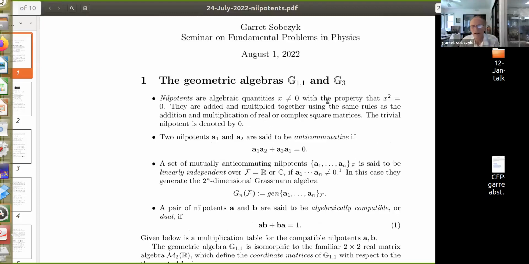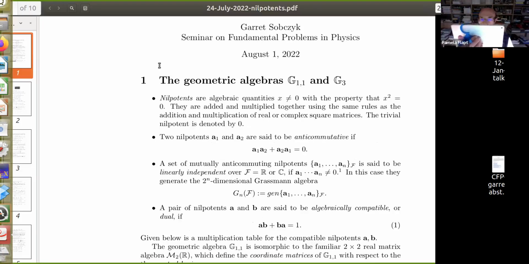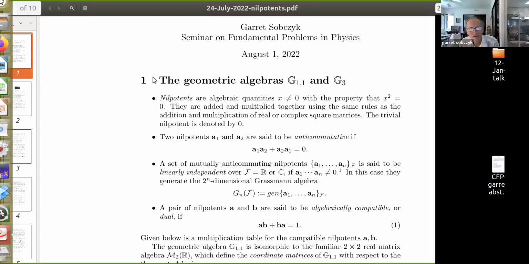Okay, so in the basic definitions on this first screen, you see my arrows? I can see you moving the cursor. Yes, G11 and G3. So the first thing is, again, defining a nilpotent: any algebraic quantity x not equal to 0, such that x squared is equal to 0. And then I assume that these nilpotents are to be added and multiplied using the same rules of addition and multiplication as with real or complex matrices.